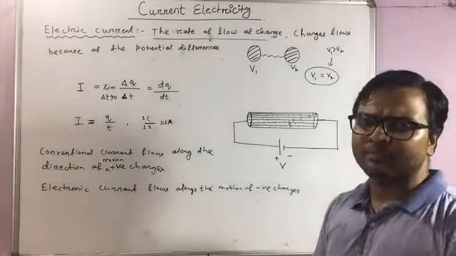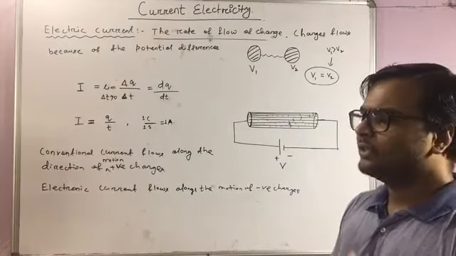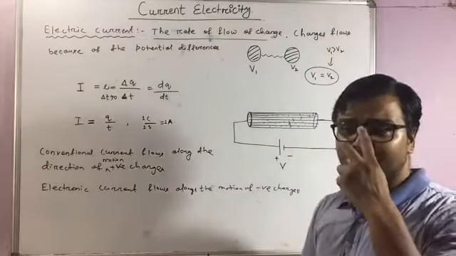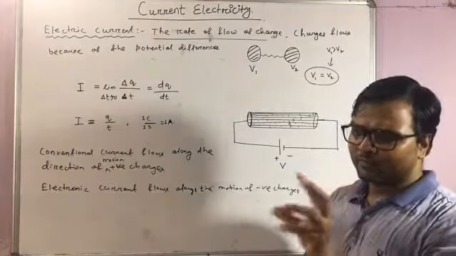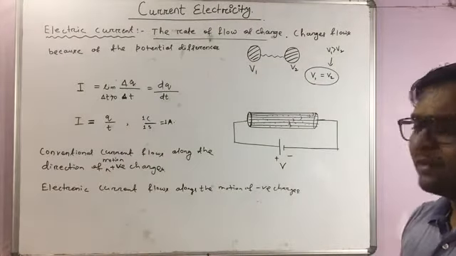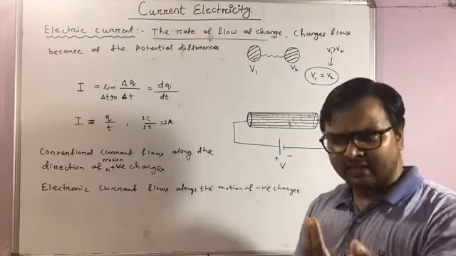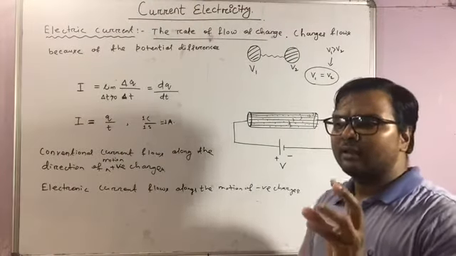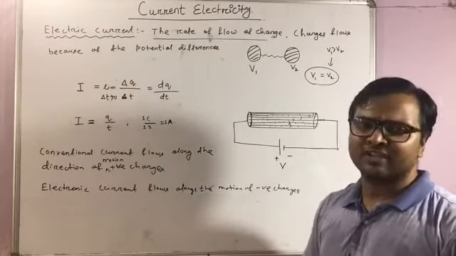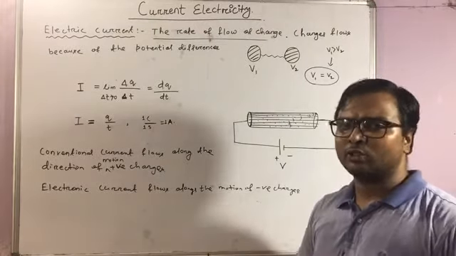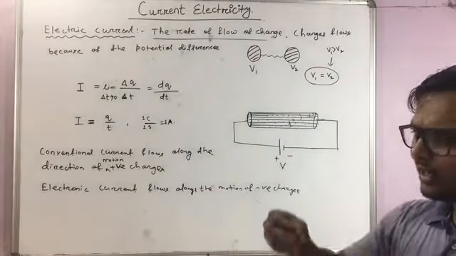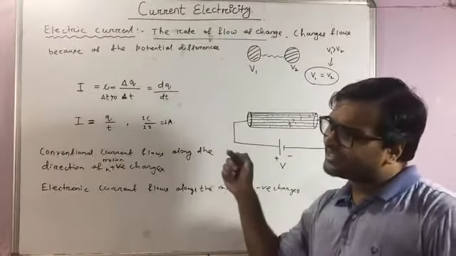The first two chapters that we have learnt are, the first one, electric charges and fields, and the second one, electric potential and capacitance. These two chapters belong to electrostatics. These are the phenomena that involve charges at rest. That's why they are called electrostatics. Now this current electricity is a branch where charges are in motion.